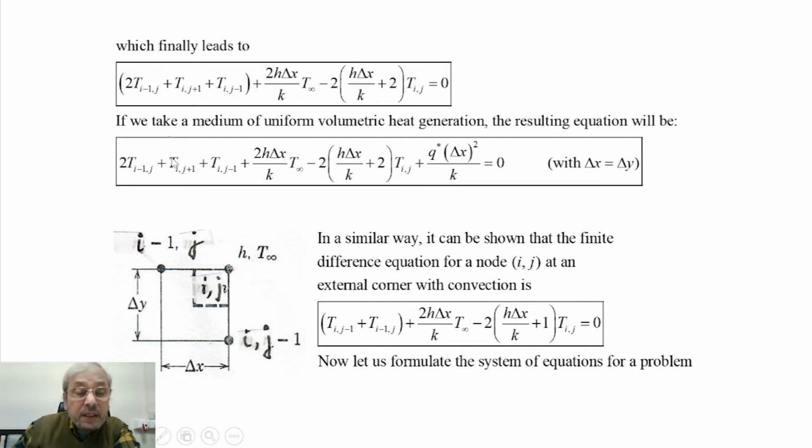Again in the same way, energy will be conducted from this node to this node, and this node to this node, and energy will be convected from this side and from this side. So we have to take care of the sign convention and perform the energy balance in a correct way to get the governing equation, with the assumption that we are following Δx equal to Δy.